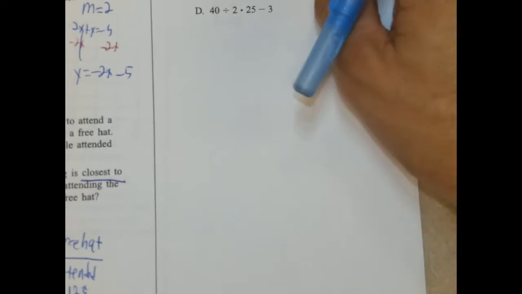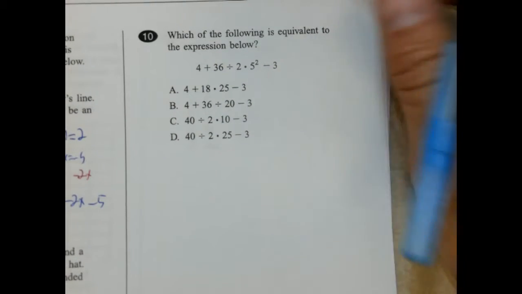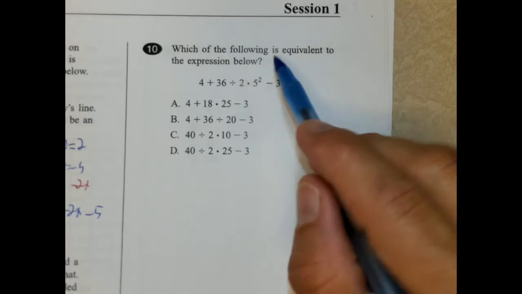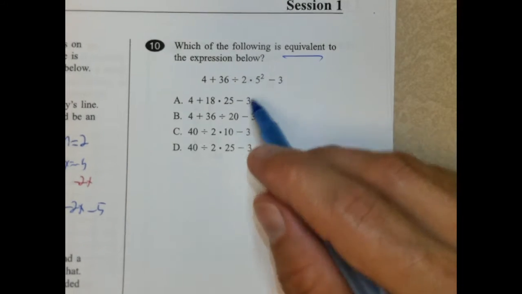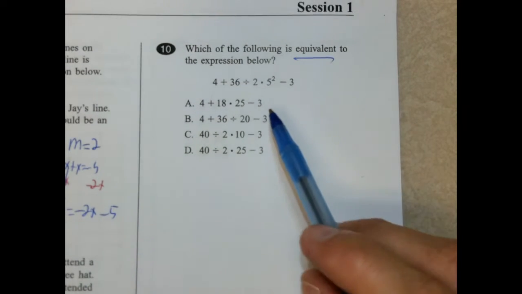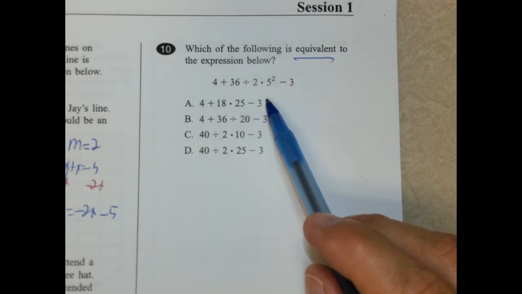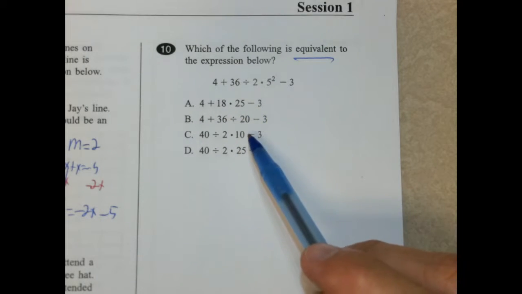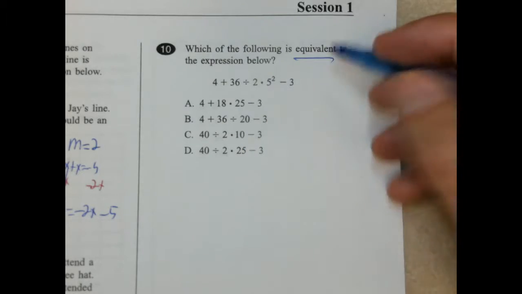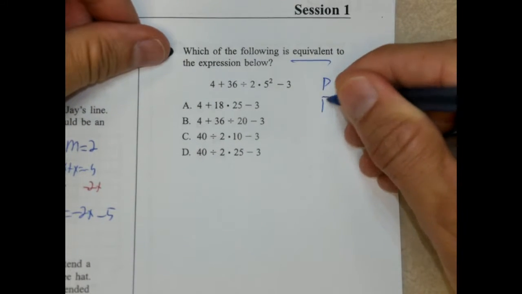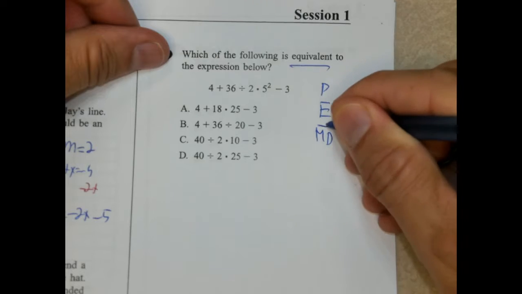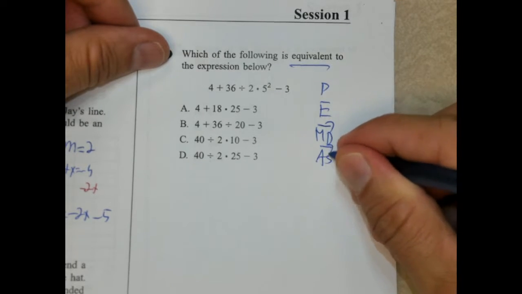Okay, so this is another order of operations problem. Which of the following is equivalent to this? So, no, it's not order of, I guess it is. It looks like they didn't finish the whole thing, but they did a step. That's what it looks like to me. So let's go ahead and write our acronym here. Parentheses, exponents, multiplication, division, a single step from left to right, addition, subtraction, single step from left to right.